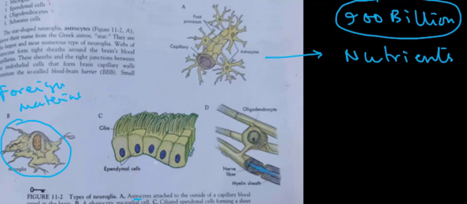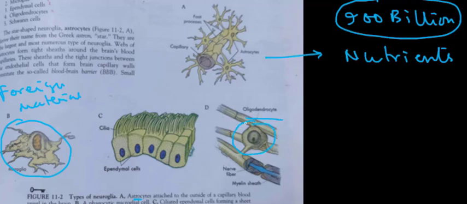The next is the ependymal cell. Here you can see the ependymal cell, which has many cilia. It resembles the epithelial cells in our body, forming thin sheets that line the fluid-filled cavities in the brain and the spinal cord. It may secrete the fluid, and its cilia help in circulating the fluid, and this is the main function of the ependymal cell.